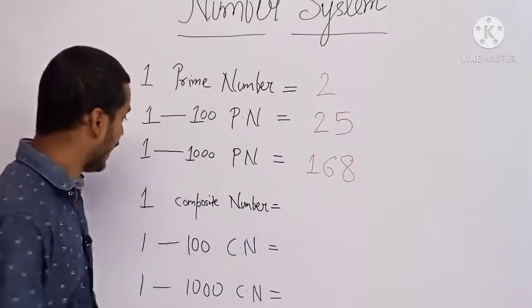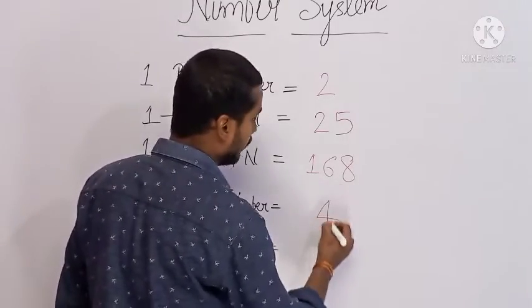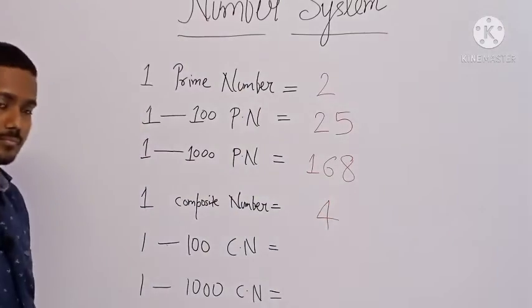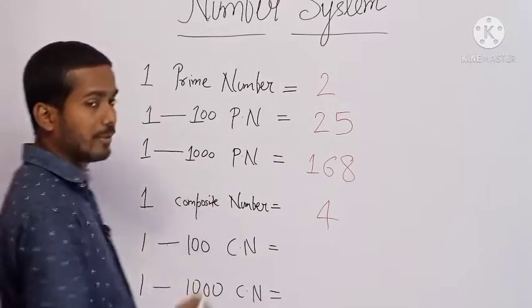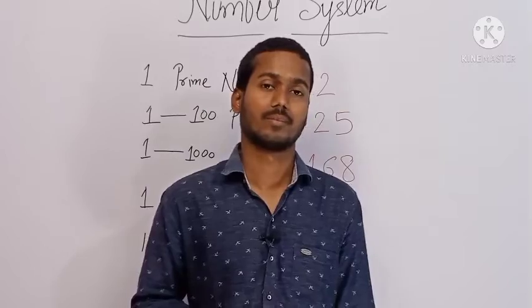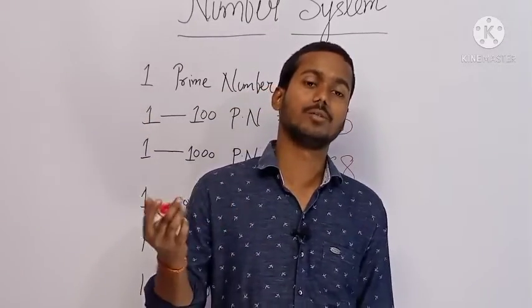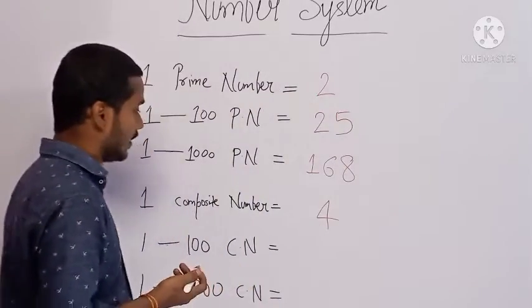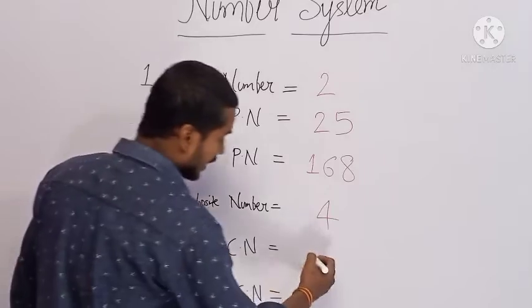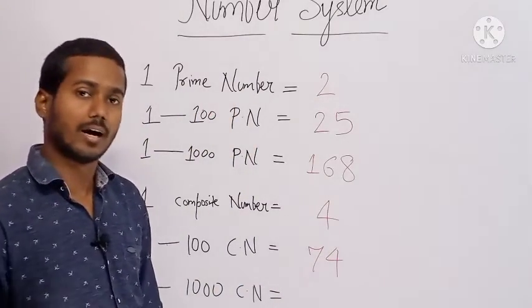And if we talk about composite numbers, the first composite number is always 4, right? And between 1 to 100, how many composite numbers are there? If you check from 1 to 100, there are 74 composite numbers.